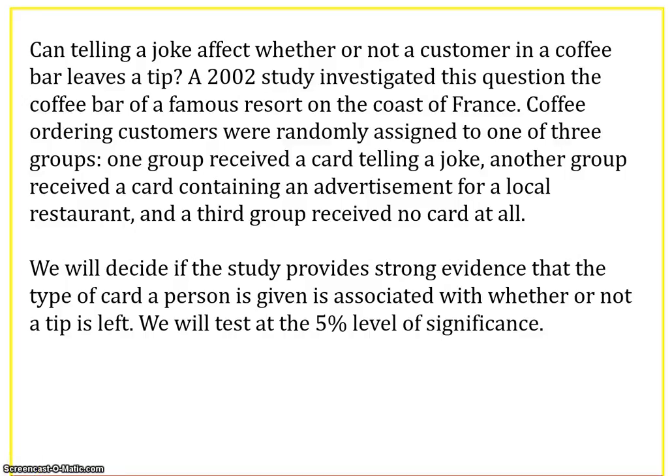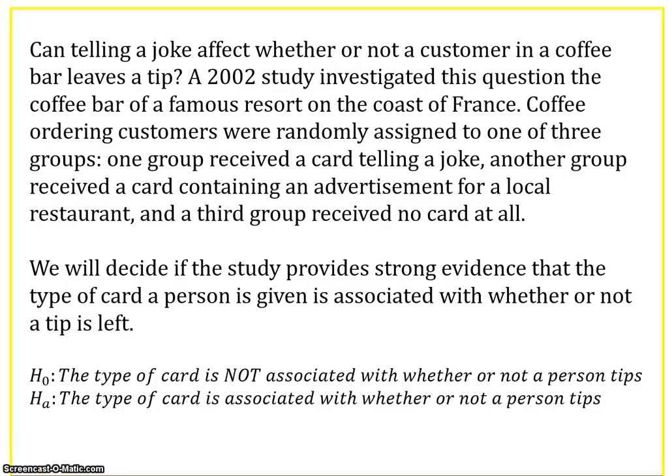First, we're going to need our hypotheses. Our null hypothesis is that the type of card is not associated with whether or not a person tips. The alternative is that there is an association between whether a person tips and the type of card that they're given. Let's look at the data that we're collecting.